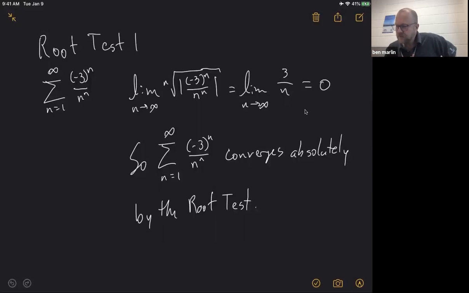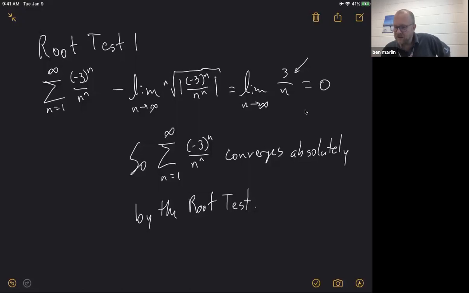So when we take the limit that we have to look at here, we first of all take the absolute value. That gets rid of the minus part. So now you just have 3 to the n divided by n to the n. Since you've got the nth power and the nth root, those will cancel out. And now we just have to take the limit as n goes to infinity of 3 over n, which, as you know, is 0, okay?